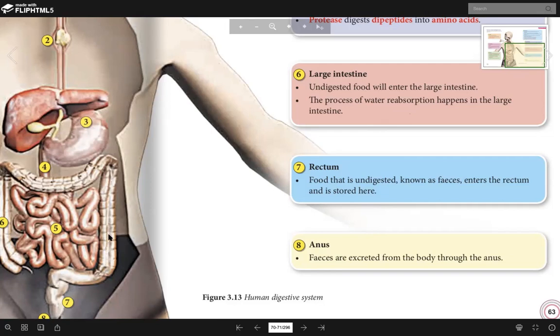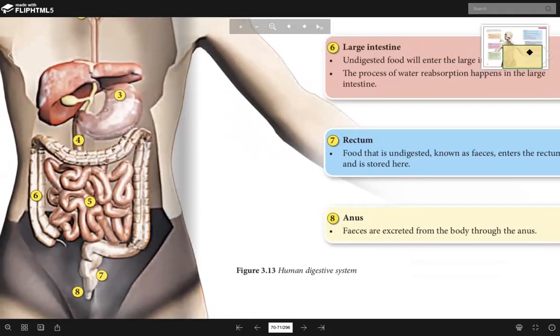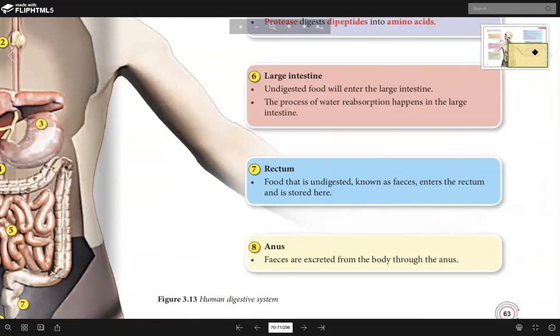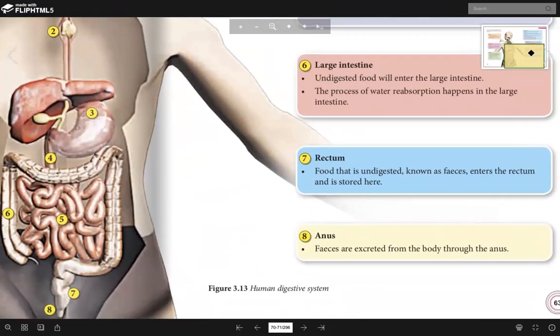Sebab bila awak makan mesti awak minum air kan. So air yang awak minum tu akan diserap kat mana? Dekat large intestine. Itu sahaja. Okay, after that where? After large intestine we go to the rectum. Rectum kat sini.